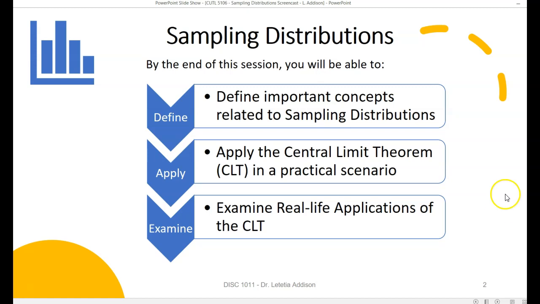By the end of this session, you'll be able to define important concepts related to sampling distributions, apply the central limit theorem in a practical scenario, and examine real-life applications of the central limit theorem, or CLT as it's usually called.